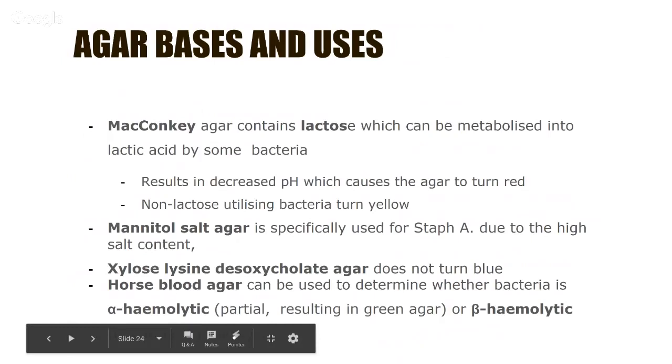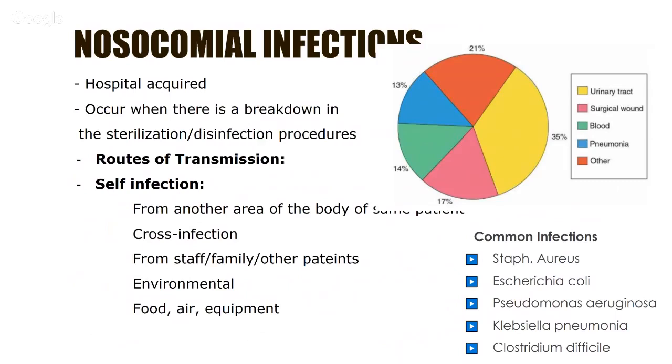Nosocomial infections, as I mentioned before, are your infections within the hospital setting. The most common one would be your urinary tract infections, and those would be because of things like catheters. But you also have other things like pneumonia and surgical wounds.